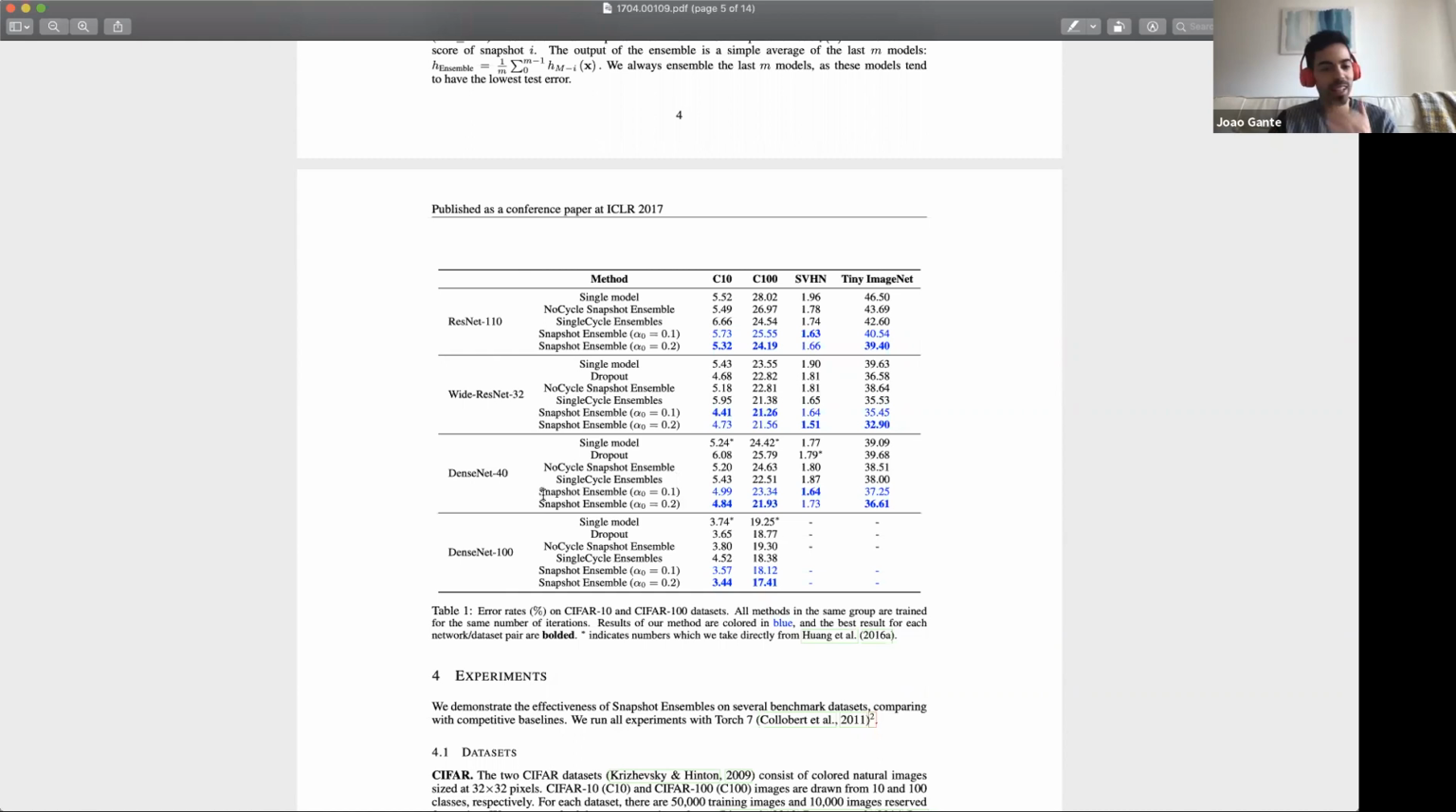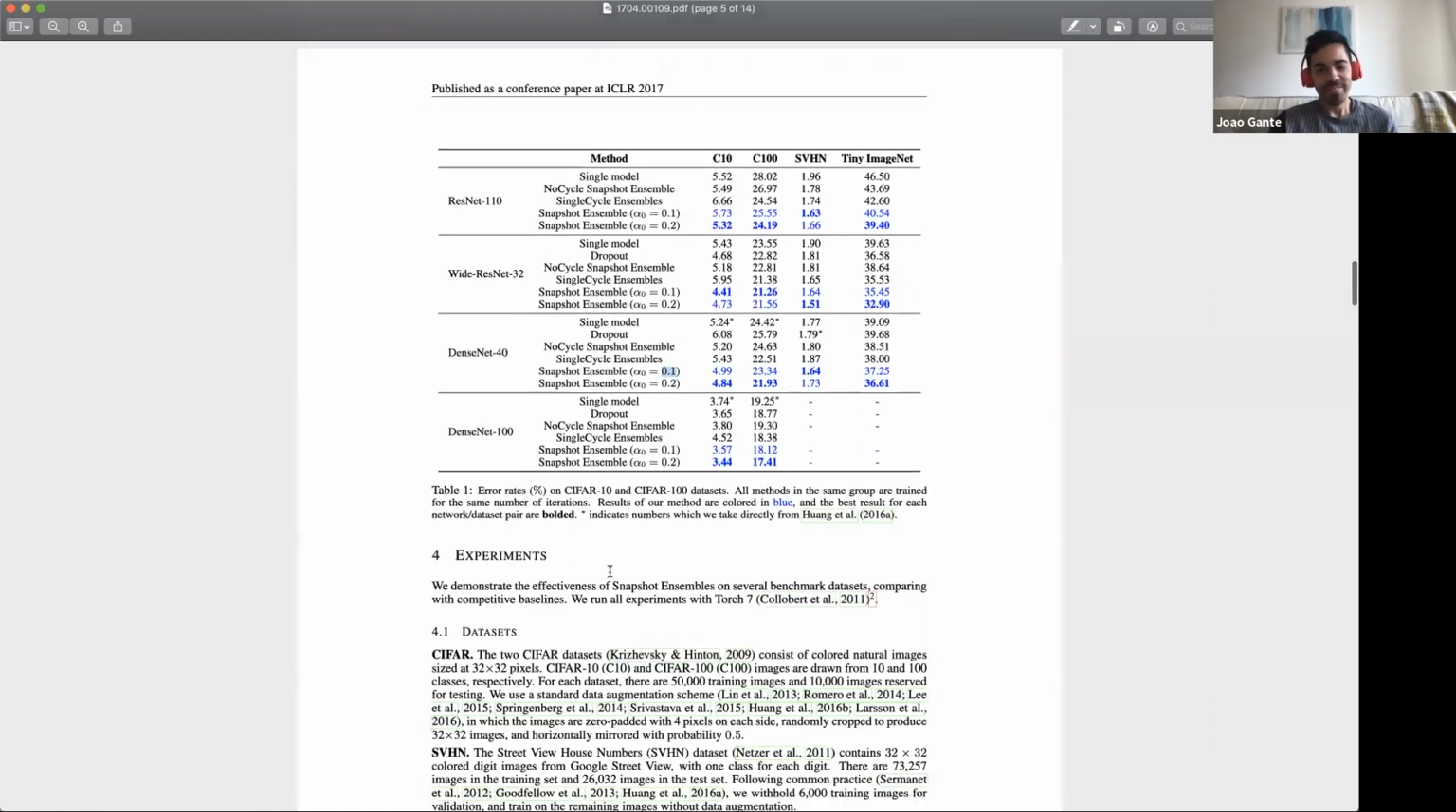For snapshot ensembles, they consider 2 different learning rates. So the 0.1 is the learning rate that is used for the other cases, and 0.2 is a modification that they experimented with and got better results. From this table, a quick overview is that from the tests, they have realized the snapshot ensemble beats all the cases. So it's amazing, but is it? Let's see.